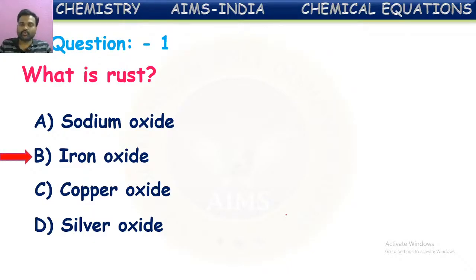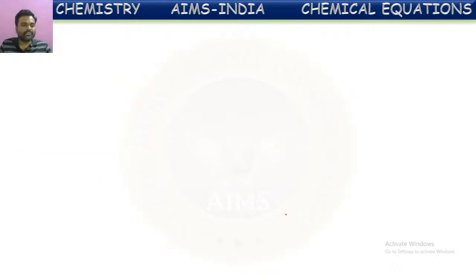Iron, when kept outside in the atmospheric air, reacts with the oxygen present in the air and forms iron oxide. It is called chemically rust. B is the correct answer for it. Let us go to the second question. Many of you have given the correct answer.